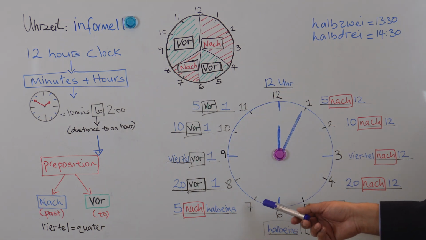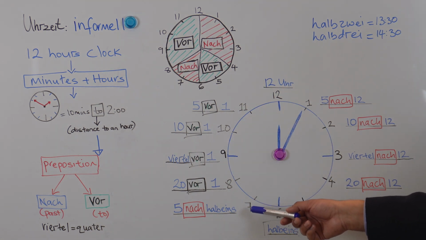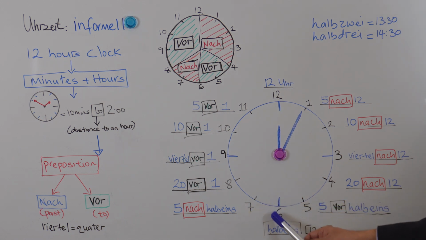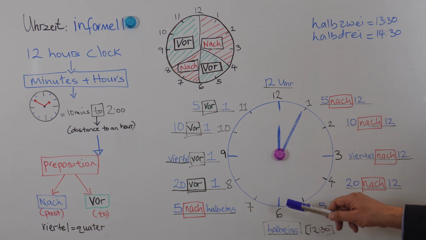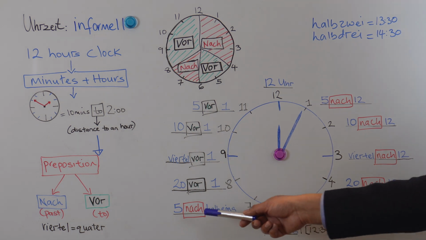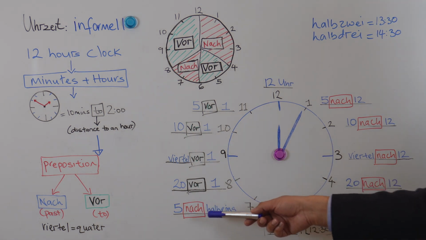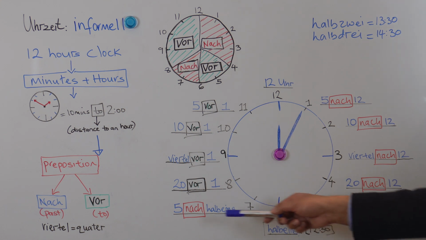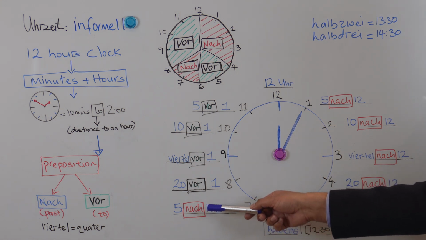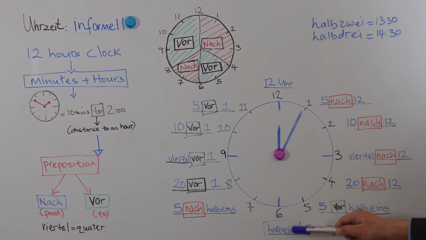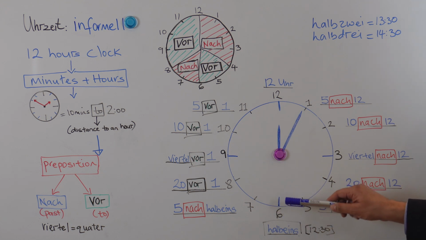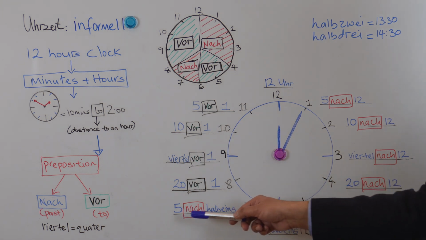And when your minutes needle goes to 7, that is 35 minutes, then you have passed the halb zone. You have passed the half zone. So you are ahead of it, and since you have passed something, you will use the preposition nach. So 5 nach halb eins, 5 past 12:30. Because this is halb eins, after halb eins, 5 minutes have passed. 5 nach halb eins.